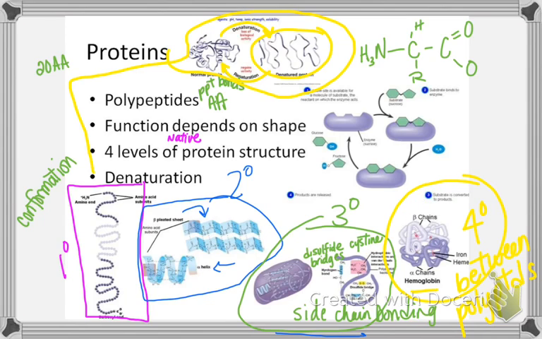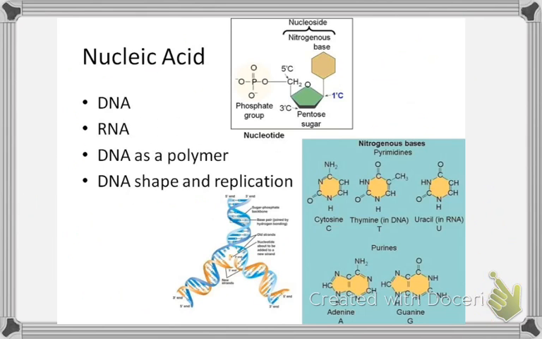Enzymes are an important protein group. They help to change the rate of chemical reactions, and we'll talk about them more in a couple of weeks. With nucleic acids, there's 2 types, DNA and RNA.